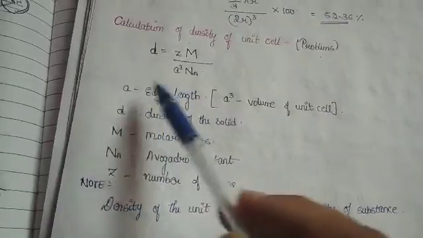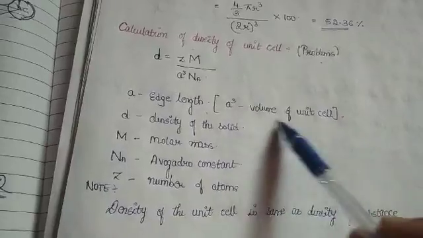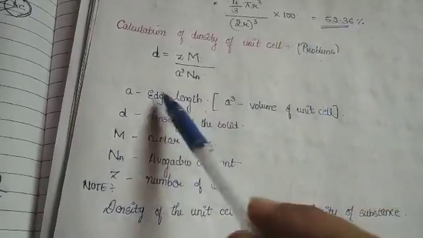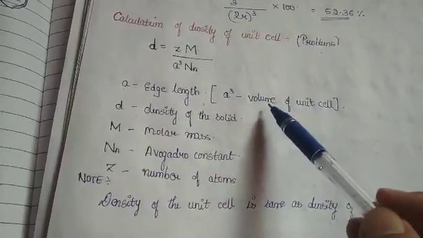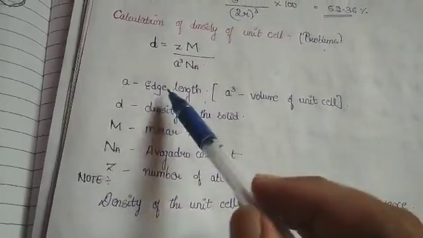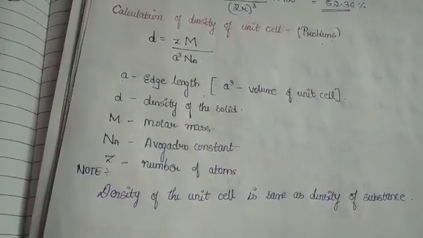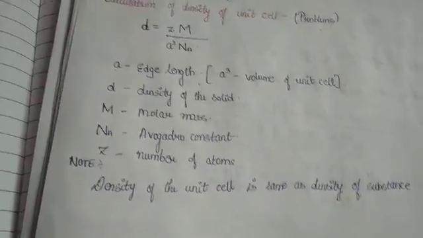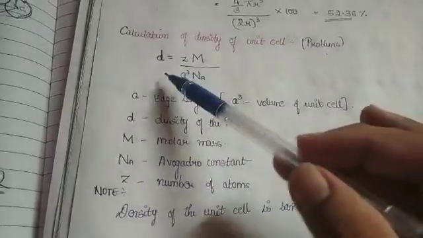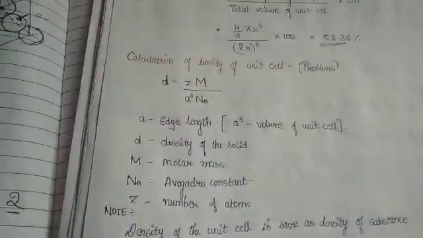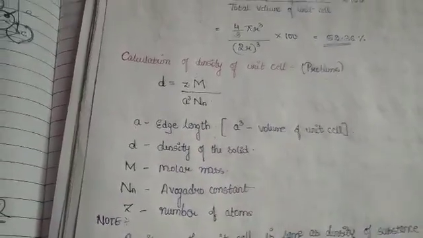Let us go on with it. A is nothing but your edge length. A cube represents the volume of the unit cell. In some problems, they can directly give you the edge length. Or in some other problems, they can directly give you the volume of the unit cell. If they give you just the edge length, you have to cube it; the overall quantity you have to multiply thrice. If they directly give the volume of the unit cell, you can substitute it directly in your formula, no problem. That is the reason I have written both. Here A represents your edge length, whereas A cube represents the volume of the unit cell.